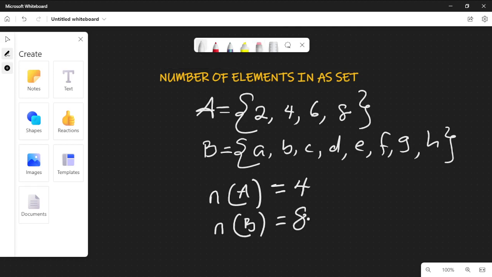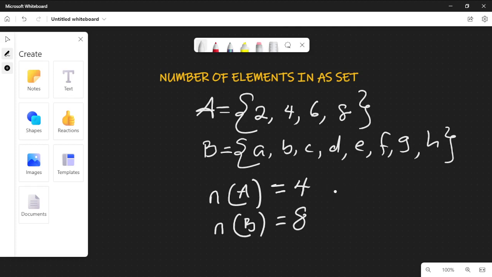So this is number 8. Can you see that now? So that's how to find the cardinal of a set, and it's the same thing as the number of elements in a set.